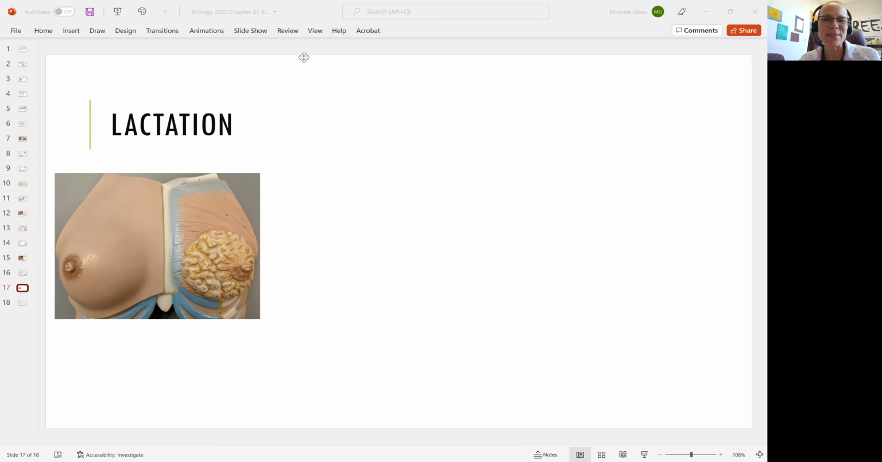Let's finish up this discussion of reproduction by talking about lactation. Of course, this is that final piece as mammals in keeping our infants alive. When we're talking about the breast tissue, we'll see a picture from our model showing a breast and then a breast with the skin dissected.